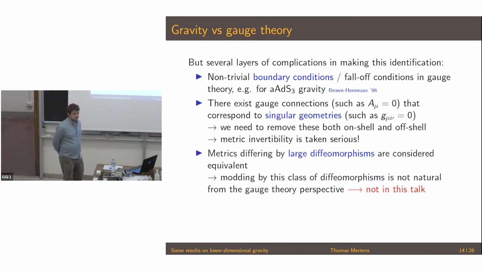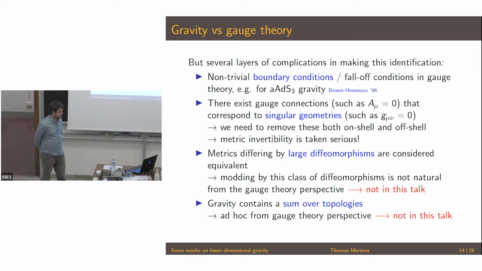Thirdly, metrics that differ by large diffeomorphisms, such as on the torus, are considered equivalent in gravity, but they are not automatically equivalent in gauge theory. So you need to mod out by this class of diffeomorphisms, and this is not natural to do from the gauge theory perspective. So I will not be talking about this aspect in this talk. And then finally, of course, gravity contains the sum over topologies, which is somewhat ad hoc again from the gauge theory perspective. And I will also not talk about this in this talk.